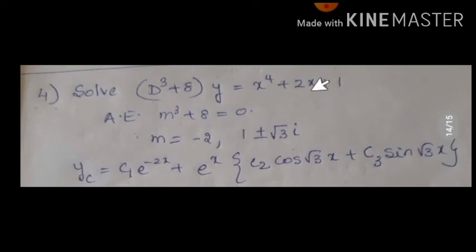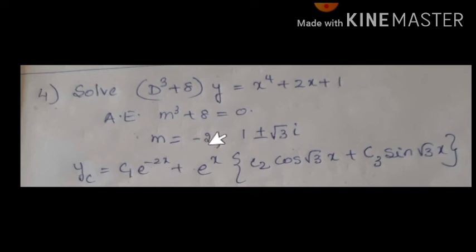Let me take one more problem. A cubic equation itself. But observe that the given right hand side is a polynomial of x of fourth power, that is of degree 4. So when you do the auxiliary equation, use a calculator and write the roots. You got it, one real root and the other two are complex. You know how to write the complementary function.